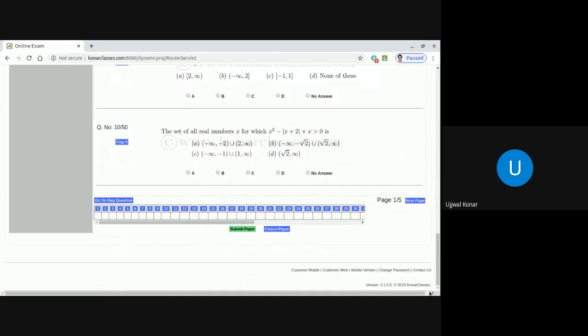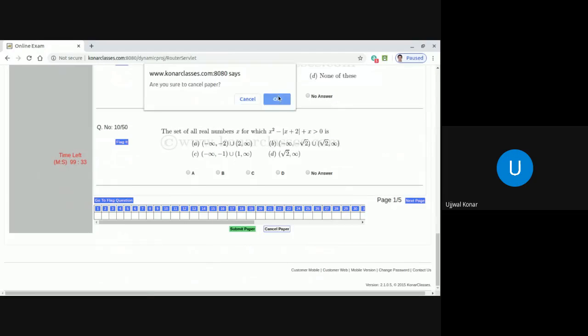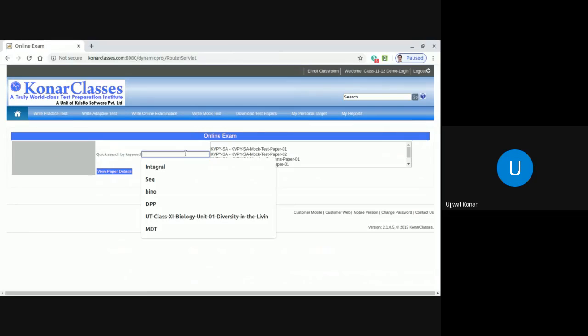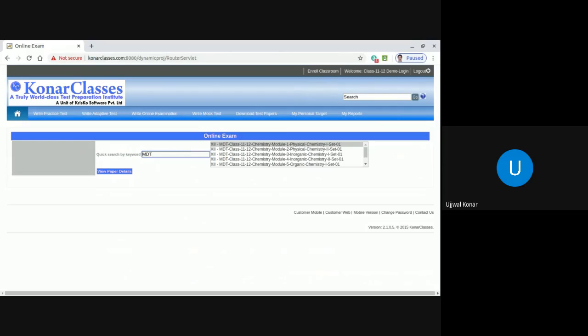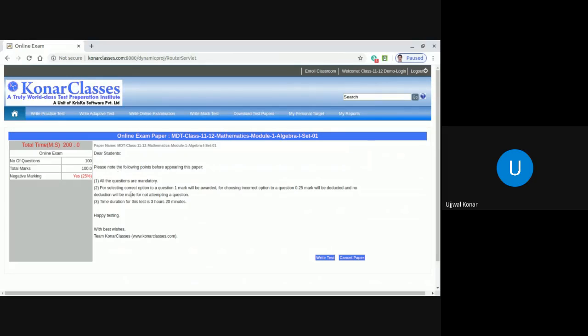After the unit test, I'm just cancelling the paper because I'm not going to appear for it. After that, the next one is called MDT, module test. In the module test, in mathematics, you will get a module test on algebra. The moment you come to the module test on algebra, you will get 100 questions. The number of questions is 100, you see, dear students, and the time duration for this test is 3 hours 20 minutes.